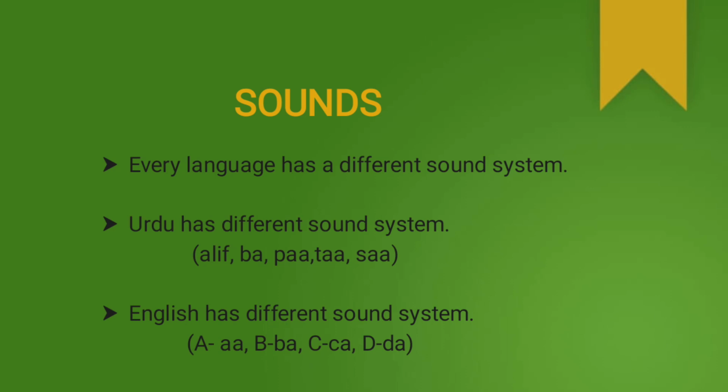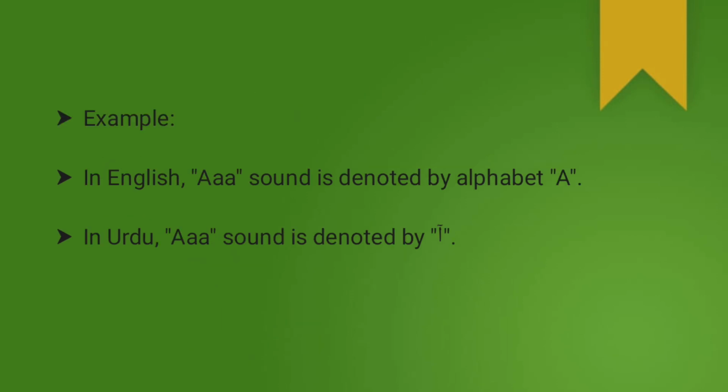Languages have distinct sound systems. In Urdu, for instance, there are sounds like alif, ba, pa, ta, sa, while English has its own: a, b, c, d. So every language has a different sound system. Here is an example, consider this in English. The a sound is represented by the letter A, and in Urdu it is denoted by the same sound.